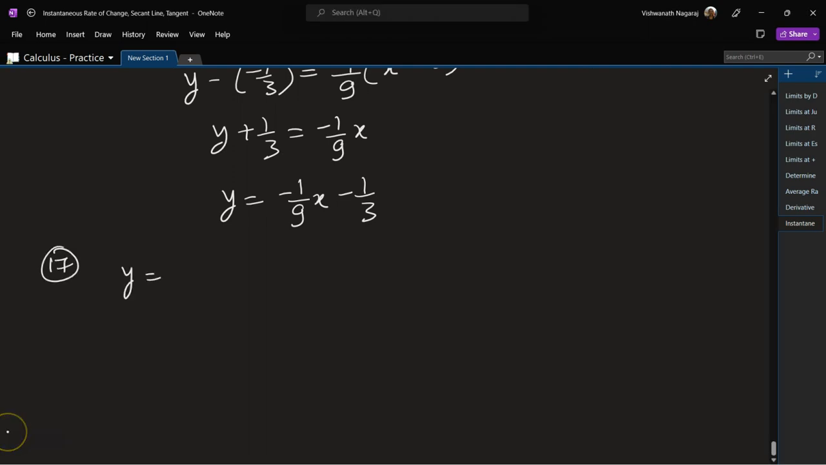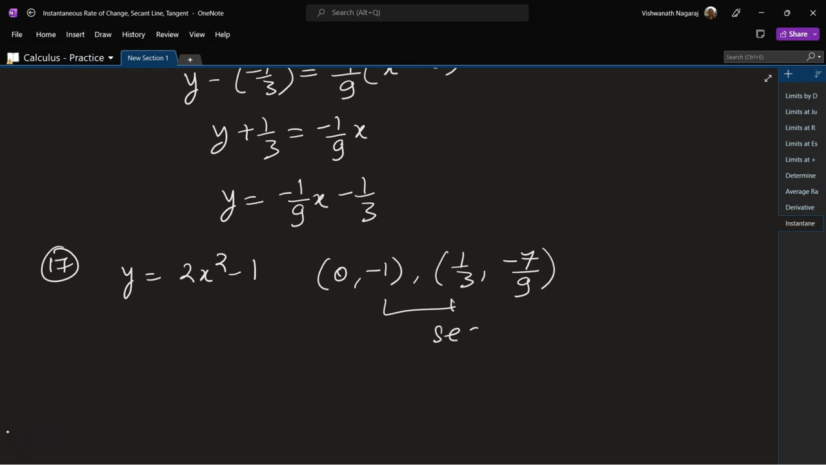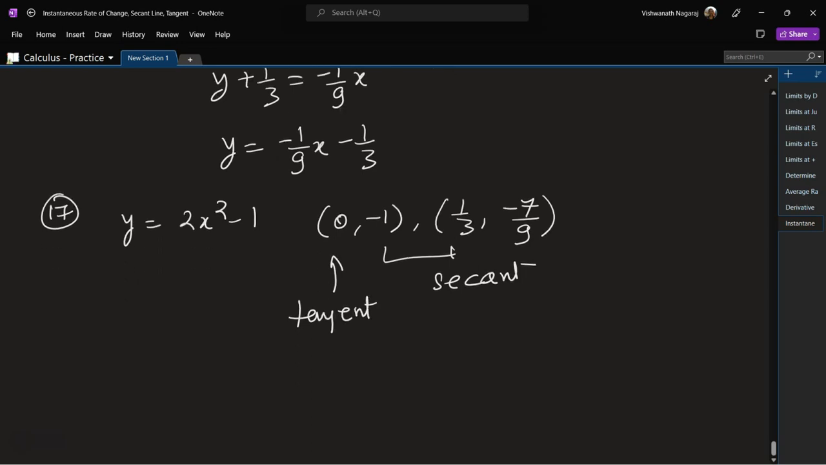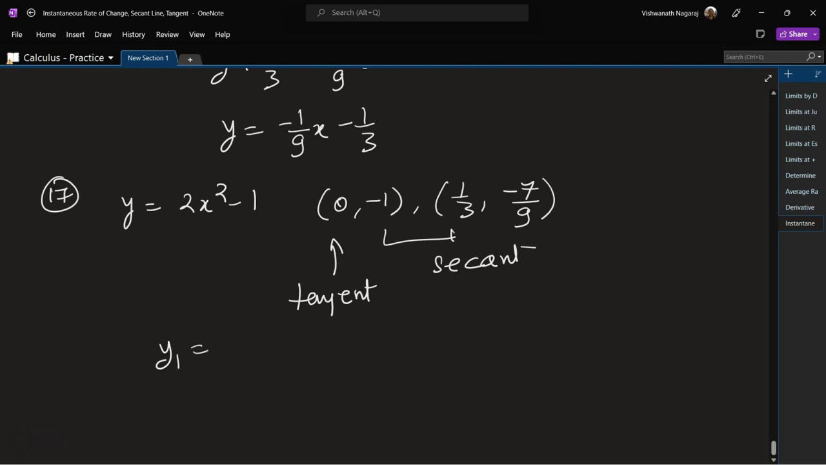17th one, y is equal to 2x square minus 1. The points given are 0, comma minus 1 and 1 by 3, comma minus 7 by 9. We have to find the secant line between these 2 points and we have to figure out the tangent line at this point. So y1 is equal to minus 1, y2 is equal to minus 7 by 9, x1 is equal to 0, x2 is equal to 1 by 3.